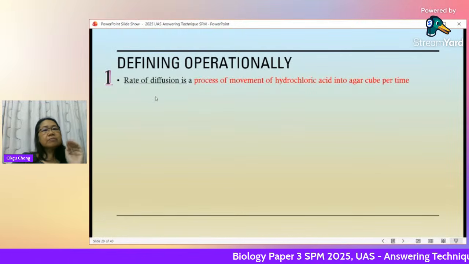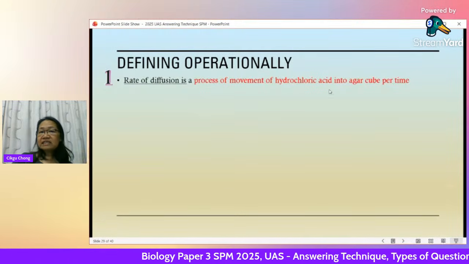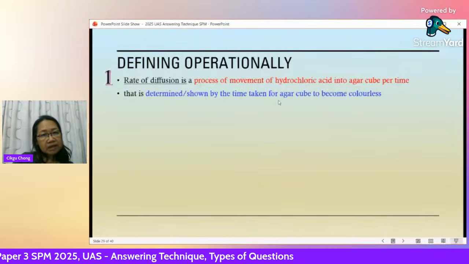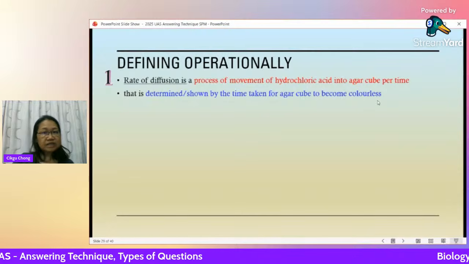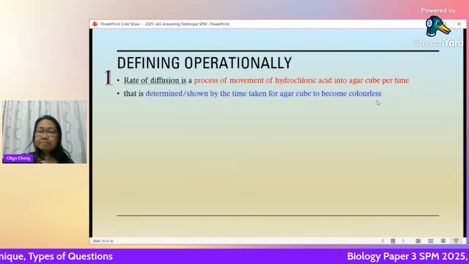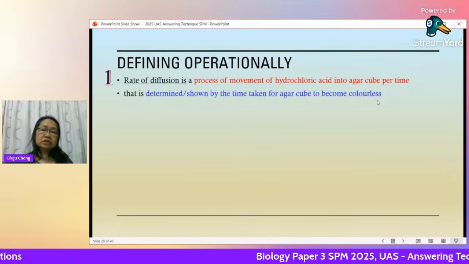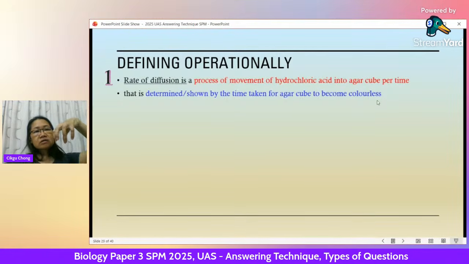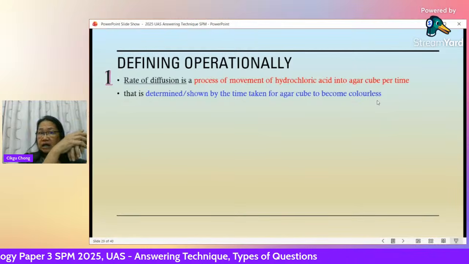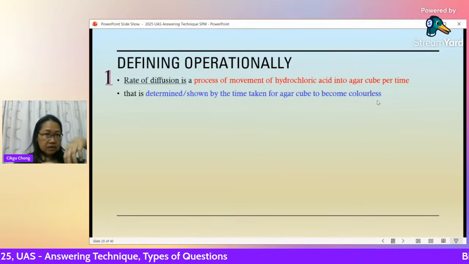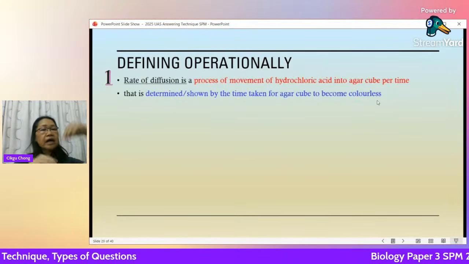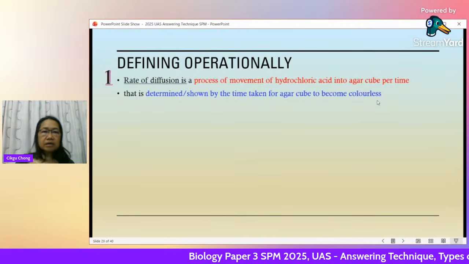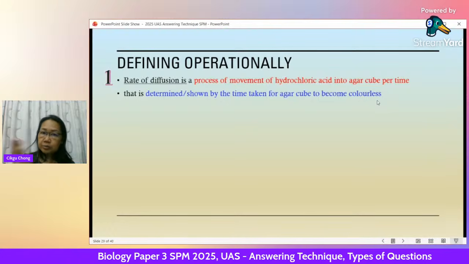Rate of diffusion is the process of movement of hydrochloric acid into agar tube per time that is determined or shown by the time taken for agar tube to become colorless. You see, the first one is what you use in the experiment. You actually let your hydrochloric acid move into your agar and you measure the time. That is the rate given by this one. And what is RV? How is it determined? Determined by the time taken. This is what you measure. Time taken for the agar to become colorless.